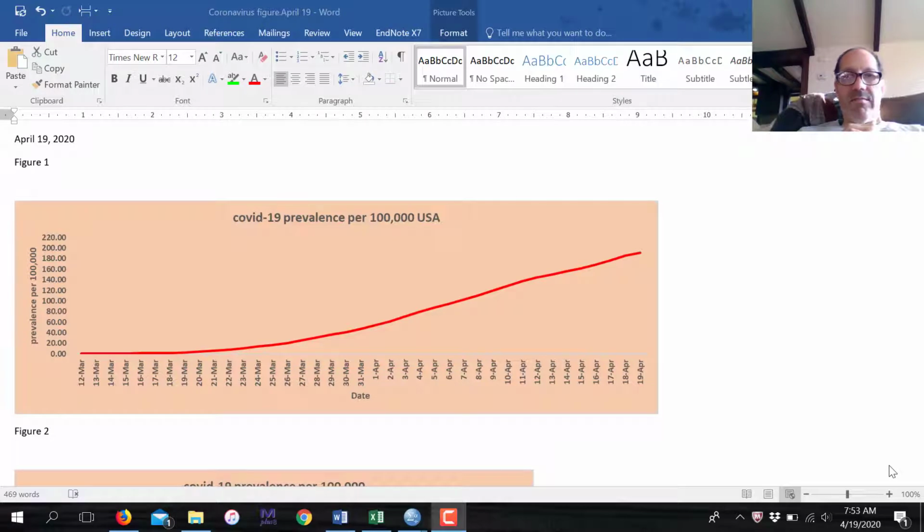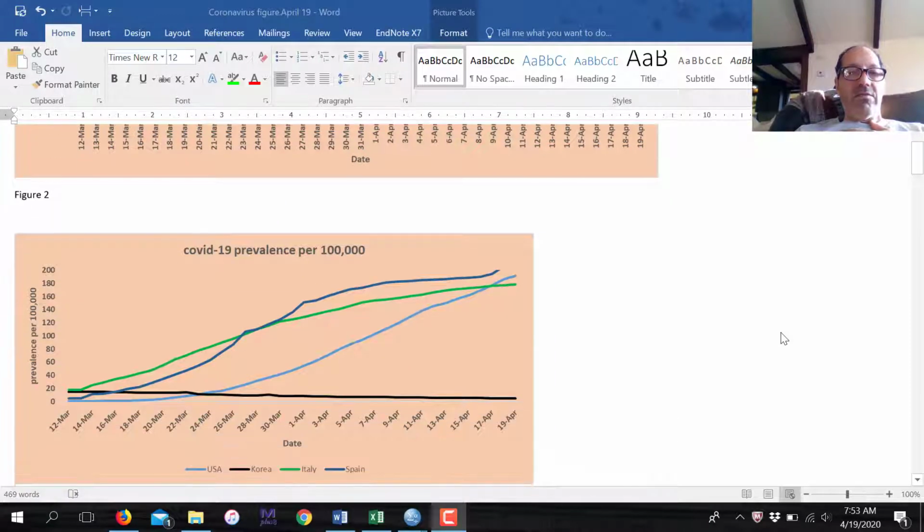And let me present some interesting statistics for today. This, of course, is our growth and prevalence in the United States. So I started this on March 12th, and it's April 19th, so you can see how things have changed over that period. This is the prevalence per 100,000 individuals.